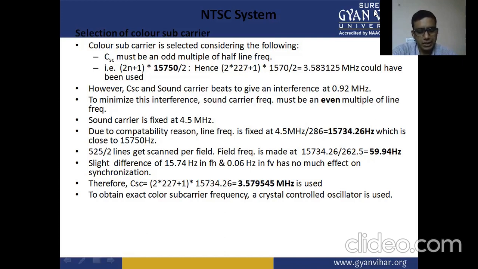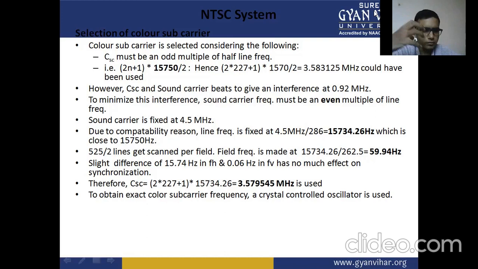That is 15,734.26 hertz, which is close to 15,750 hertz. 525 upon 2 lines get scanned per field. The field frequency is made at 15,734.26 upon 262.5, which equals 59.94 hertz.